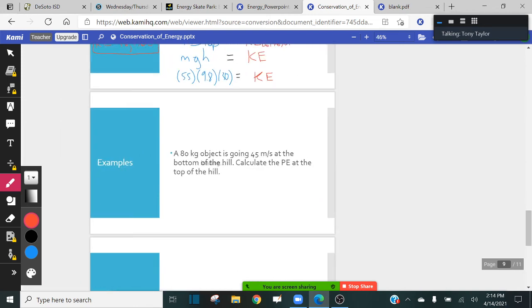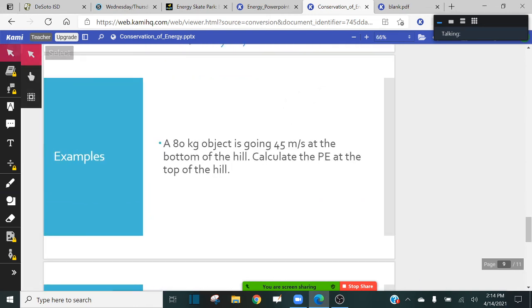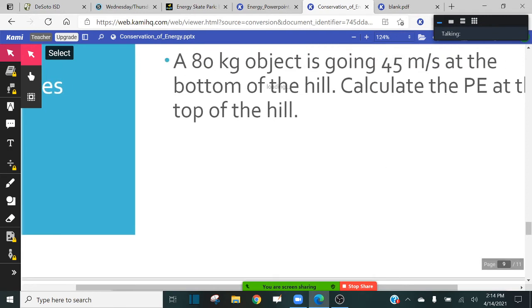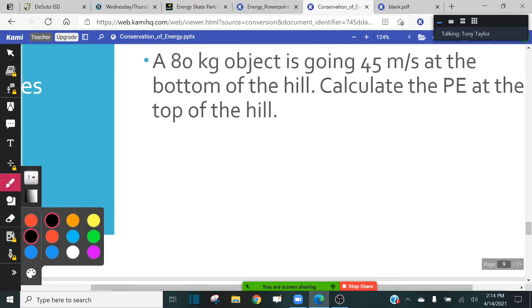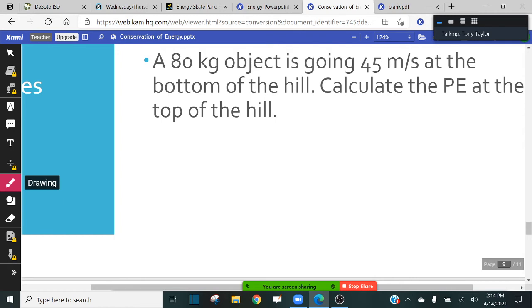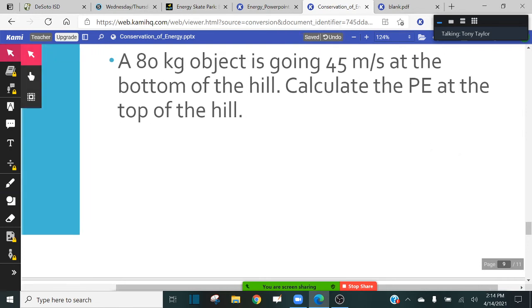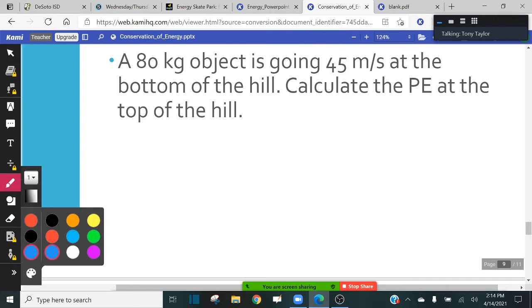So if you look at this one right here, this problem says an 80-kilogram object is going 45 meters per second at the bottom of the hill. Calculate the potential energy at the top of the hill. In this case, we have a situation in which an object starts out moving at the bottom of the hill at 45 meters per second, and then it rolls upward and slows down and reaches the very top. And we want to know how much potential energy it has at the very top of the hill.